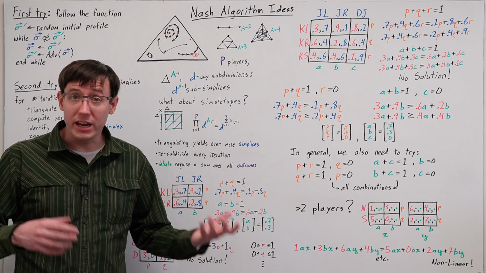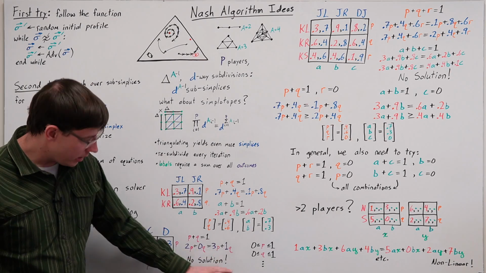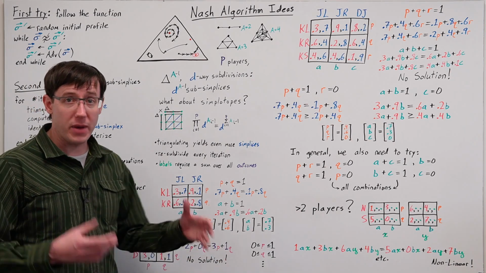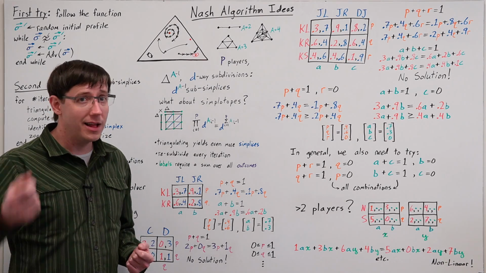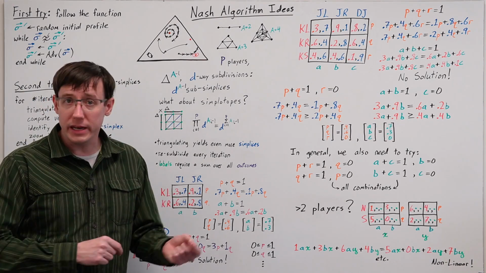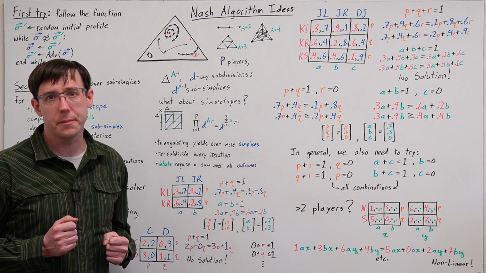And this is true in general of a 2x2 game. If we write down a linear program and try to solve it, and it turns out to be infeasible, that means that the only Nash equilibrium is a pure strategy equilibrium.